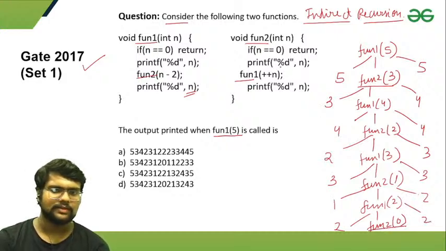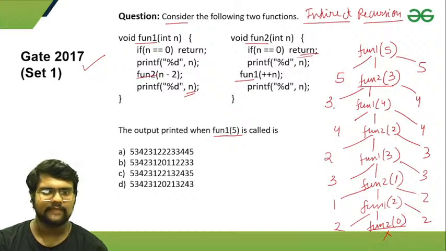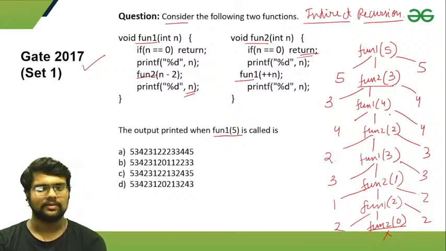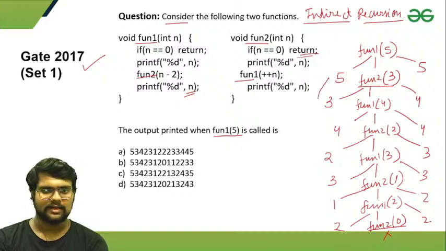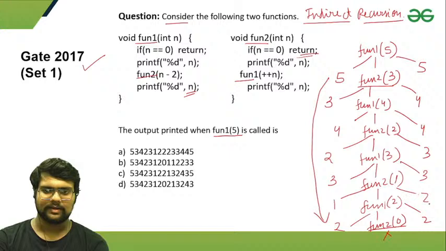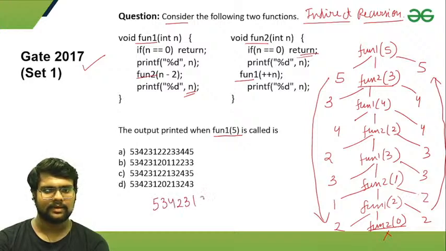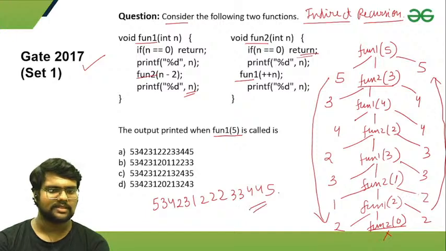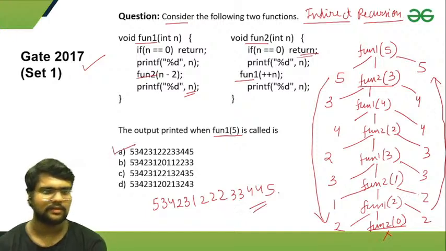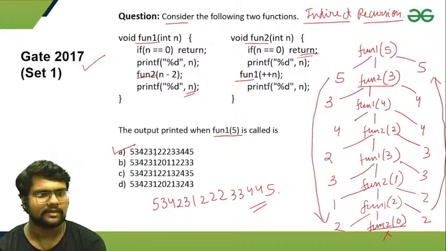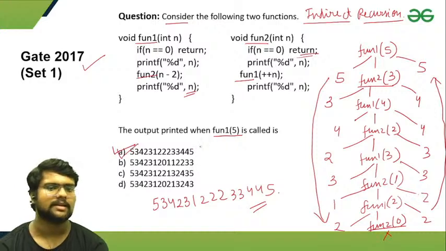So when fun1 of 0 is called, it will just return, it will not print anything. So our output is 5 3 4 2 3 1 2. Then first we will read from here, and then we will read upwards. So it will be 5 3 4 2 3 1 2 2 2 3 3 4 4 5. So the option which matches this will be our answer. It is matching our first option, 5 3 4 2 3 1 triple 2 double 3 double 4 5. So it is the correct answer. So our option A will be the correct answer.